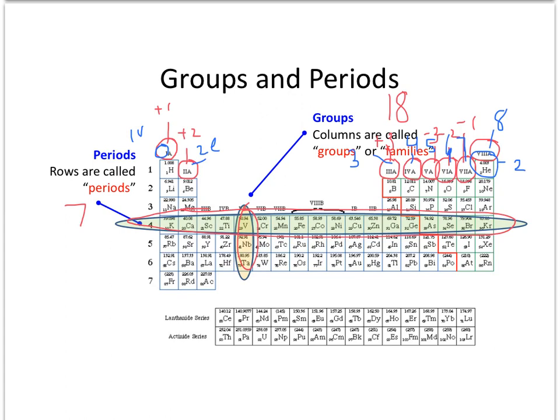We're also going to learn that the A designates that it is a representative element. And if we look down here, you can see the B's. The B's are going to represent transition elements. And I also want to point out that the number has nothing to do with the charge nor the valence electron in the group B block. It's only the representative elements that we can use that information for that purpose.